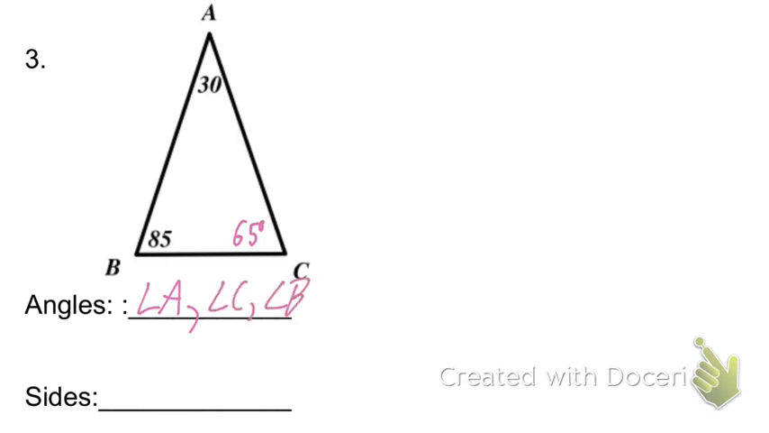So what's that give us for our sides here? What's our small side? Side BC. What's our next small side? AB or BA. What's the next small side? AC or CA. Questions on that?